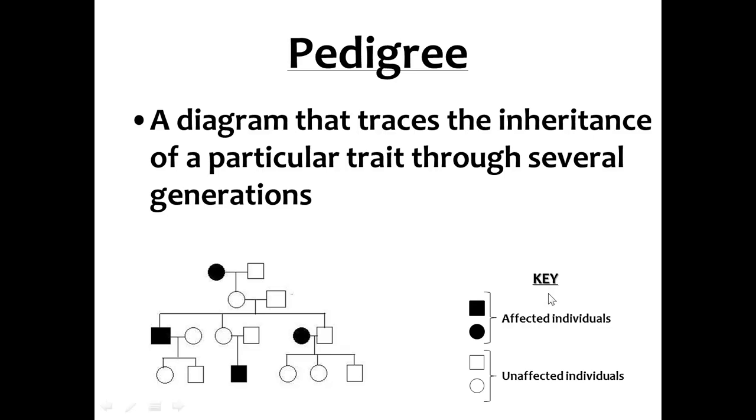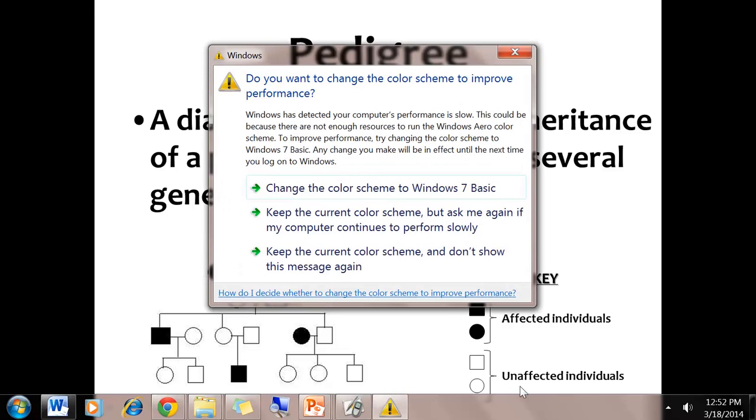So here's the key over here. It tells you that these shapes, the square and the circle that are shaded in, represent affected individuals. So individuals that have whatever trait that you're trying to track. They have that trait and they show the phenotype for that trait. And then you have the square and circle down here that is not shaded in, and those are the unaffected individuals. By unaffected, it means they are normal.